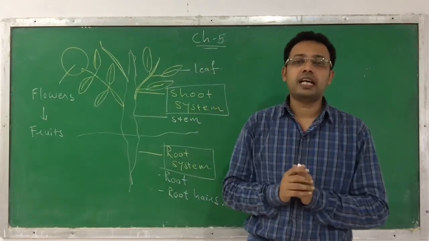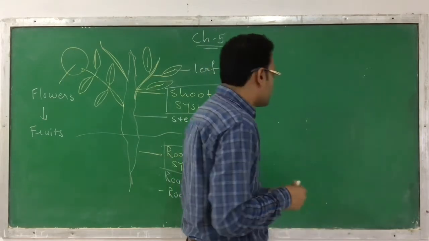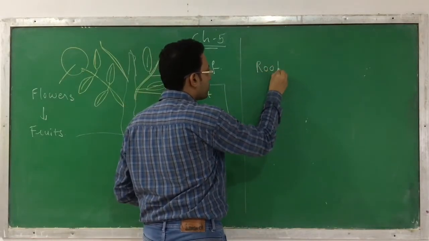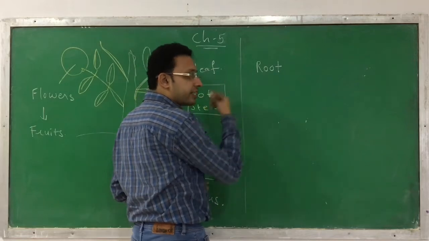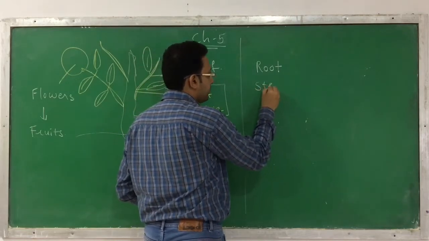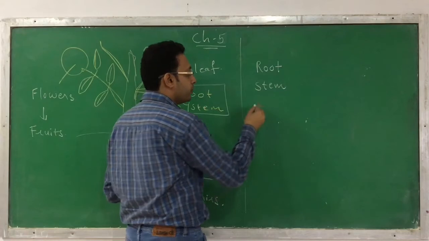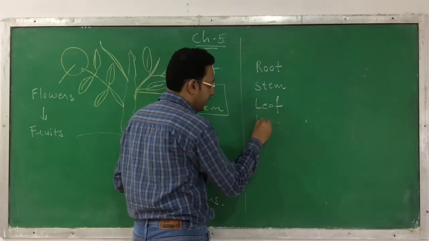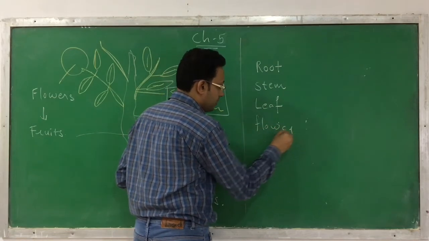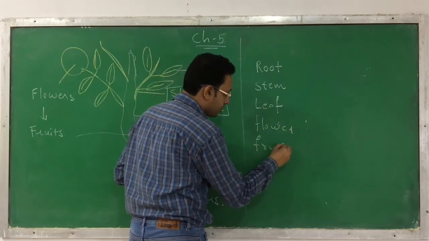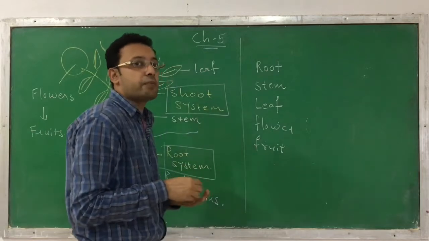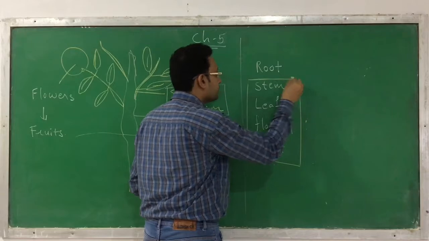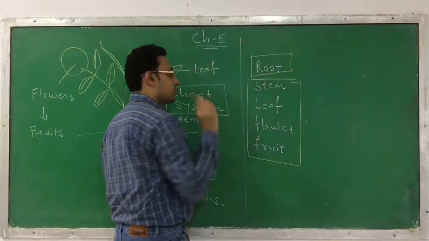If you want to classify the different organs of a plant, the main organs are like this. Which are the main organs? Root, it is the underground part or underground organ. Second, stem, it is a part of the shoot system above the ground. Leaf, okay. Next, flower. Next, fruit. These are the different organs of a plant. From this, these are the parts of a shoot system, and this is a part of a root system.